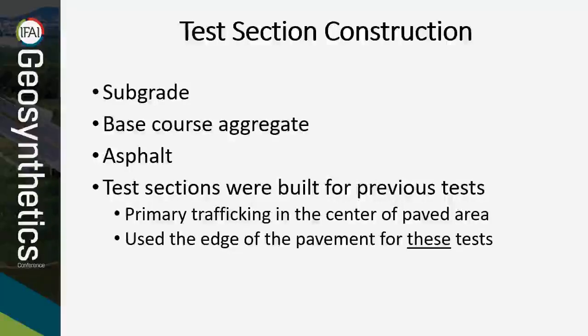Construction begins with the subgrade, topped with base course, and finally asphalt. The test sections that were used in this study were actually built and tested for a separate client. However, because the test track is wide, the outer edges of the pavement were still in good condition and could be used for this feasibility effort. The next several slides will show you how the test sections were constructed.